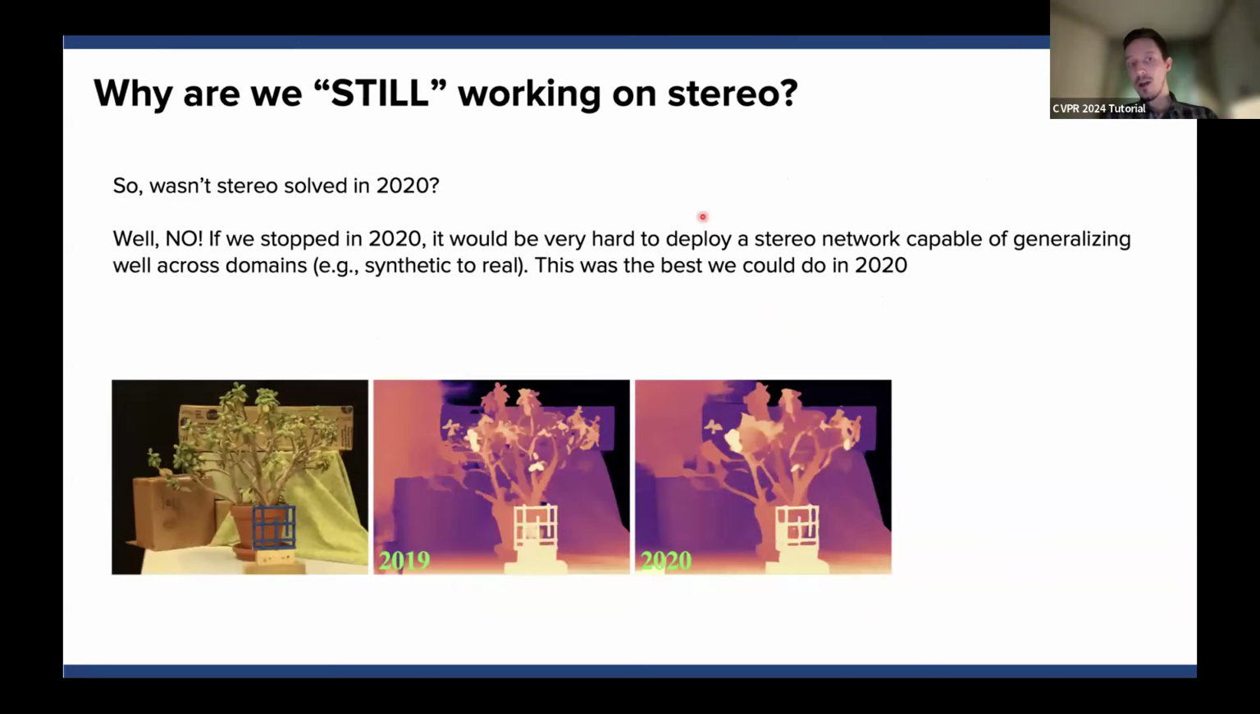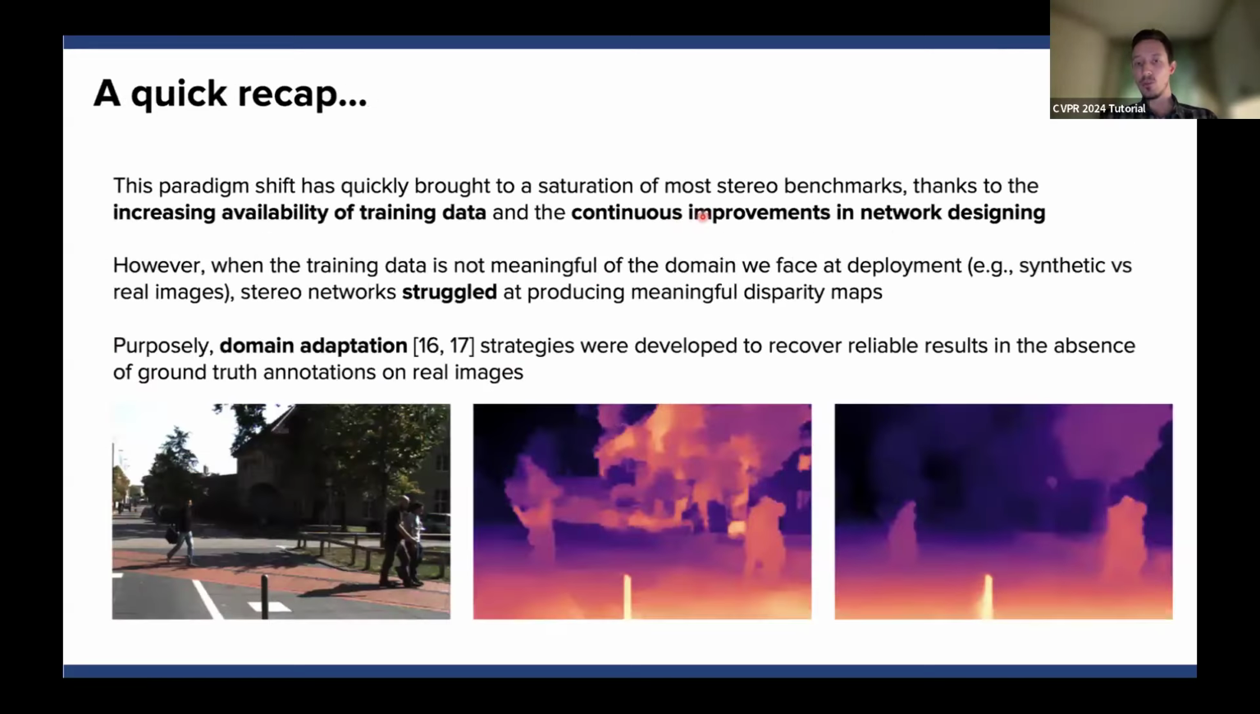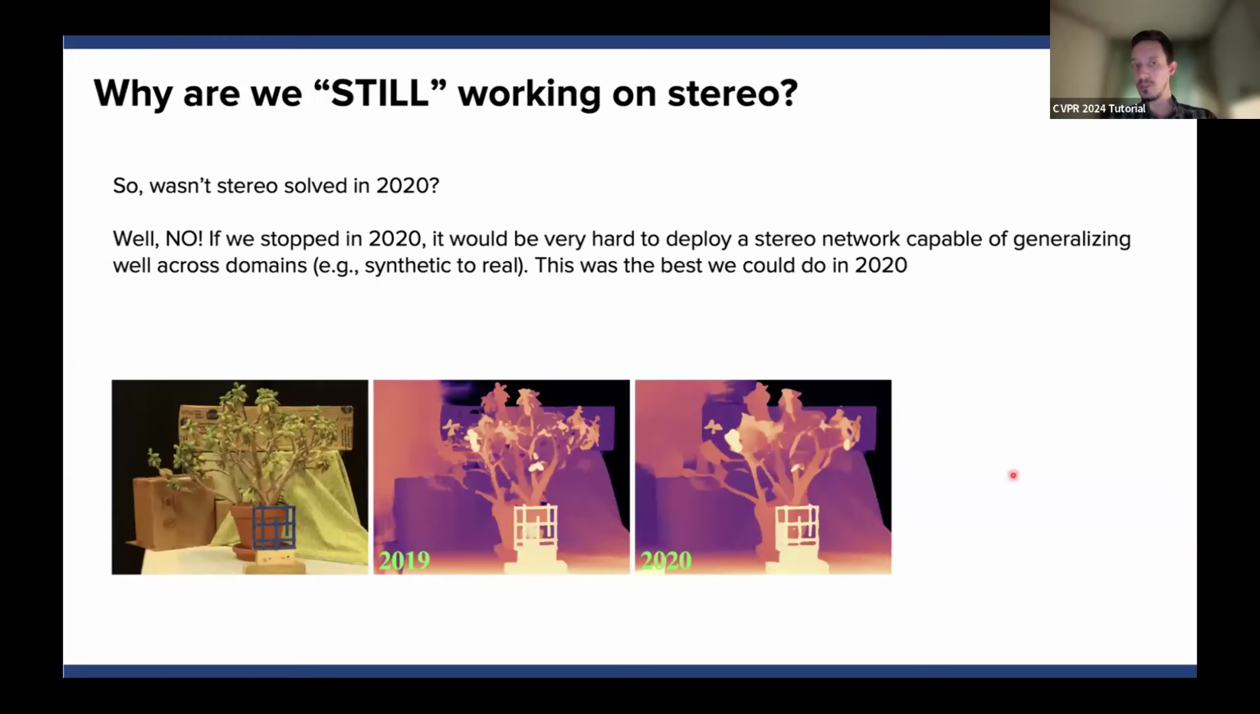So, from what I said so far, we could think, well, stereo was solved in 2020, because we had the domain shift issue and we had some solutions to the issue. So why should we still work on stereo? Well, the answer is that, of course, if we stopped there, we couldn't have some of the very good results that we will show you today through the tutorial.